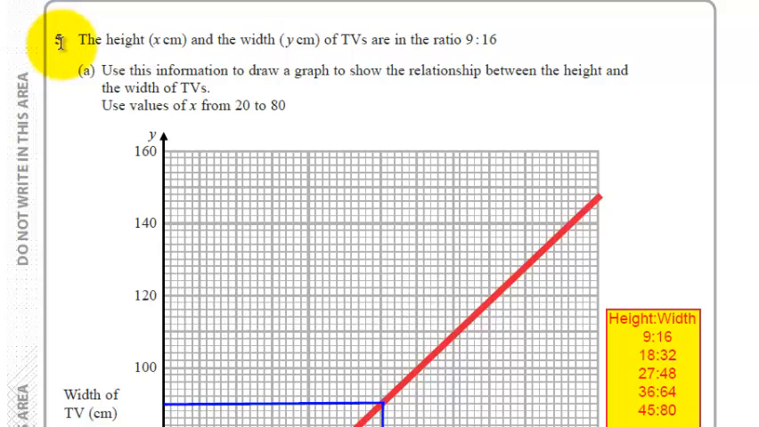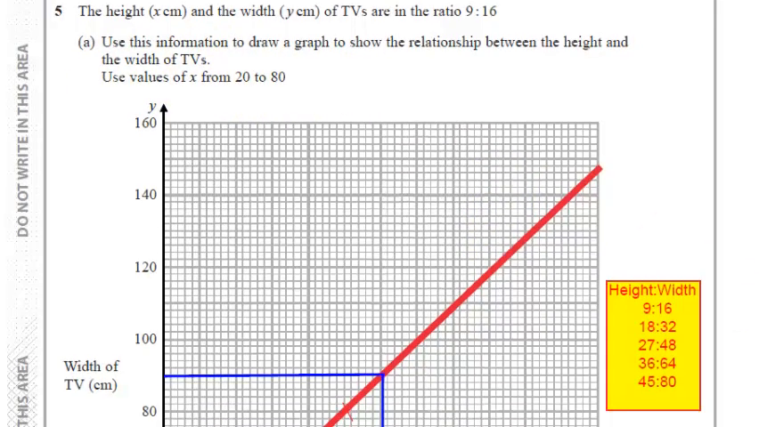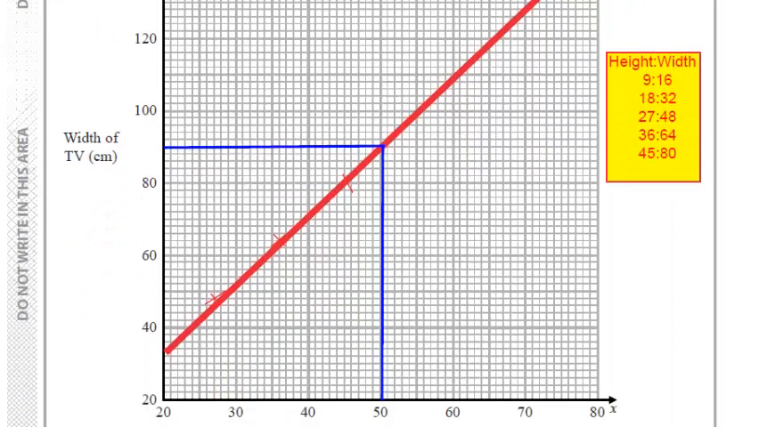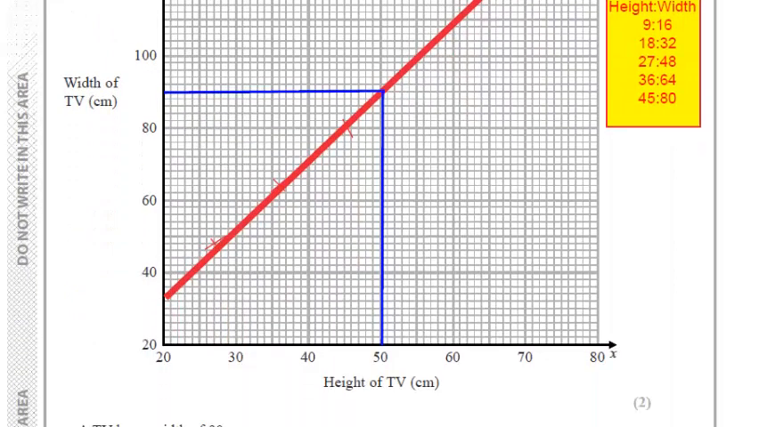Question 5. The height, x centimeters, and the width, y centimeters, of TVs are in the ratio 9 to 16. Part A. Use this information to draw a graph to show the relationship between the height and the width of TVs. Use values of x from 20 to 80. I'm just going to scroll down so we can see the bottom of the axis.